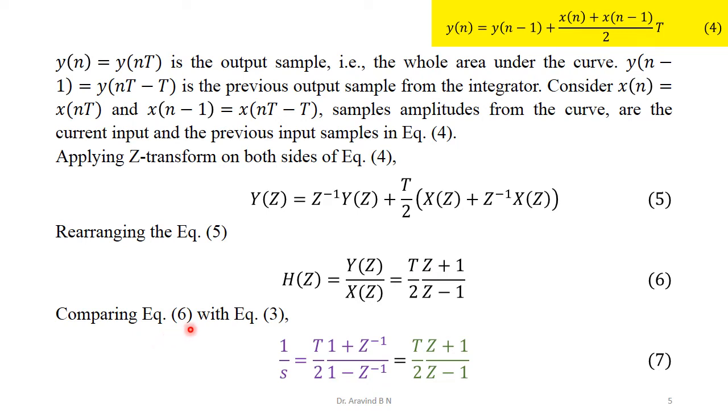Now comparing equation 6 and equation 3, we are trying to relate s with z. Equation 3 is in terms of s and equation 6 is in terms of z. We are trying to relate those two. So 1 by s, the representation with respect to equation 3, will be equal to t by 2 times 1 plus z inverse divided by 1 minus z inverse, and that will be equal to the equation 6 representation, t by 2 times z plus 1 divided by z minus 1.